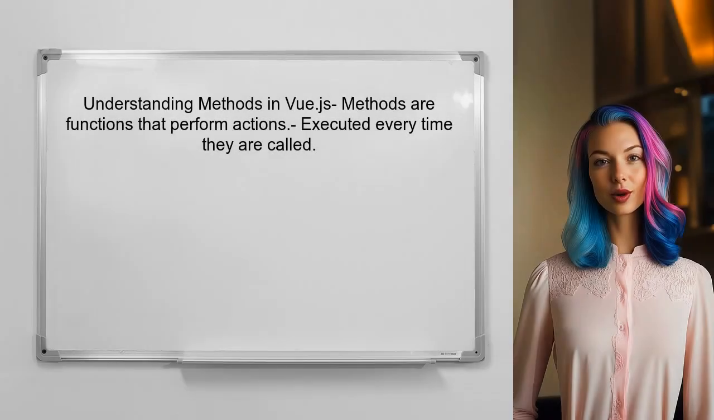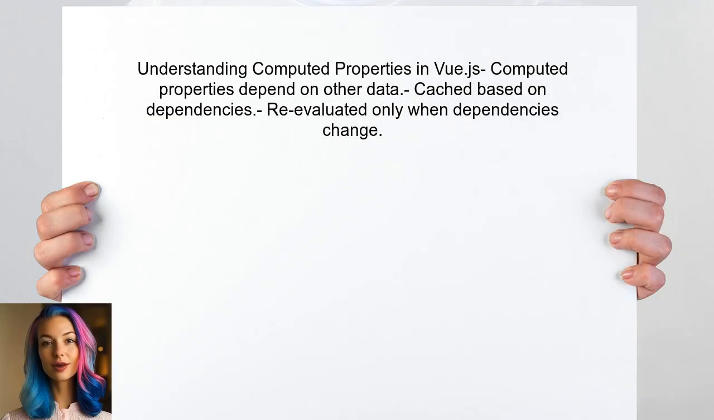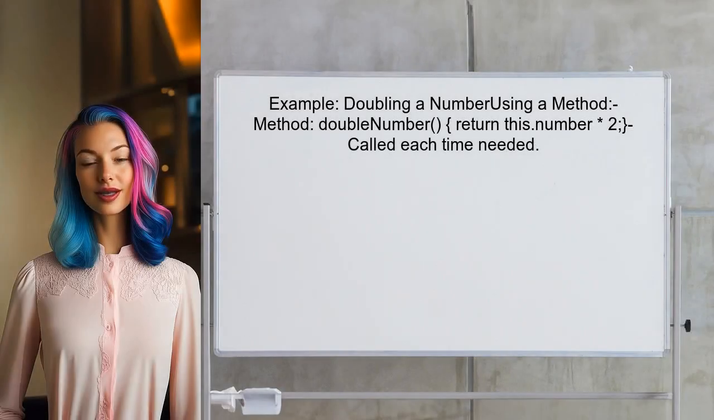To understand the difference between methods and computed properties in Vue.js, let's start with methods. Methods are functions that are called when you need to perform an action. They are executed every time they are called. On the other hand, computed properties are used for values that depend on other data. They are cached based on their dependencies, meaning they only reevaluate when their dependencies change. Now let's look at an example.